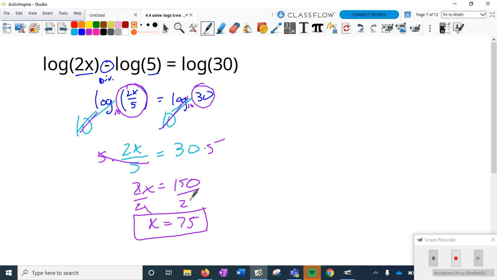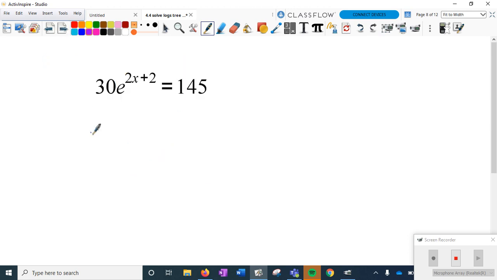And again, we can go check that. Type it into Desmos, log of 2 times 75 minus log of 5, and it should equal whatever log of 30 is. Okay, one last one.